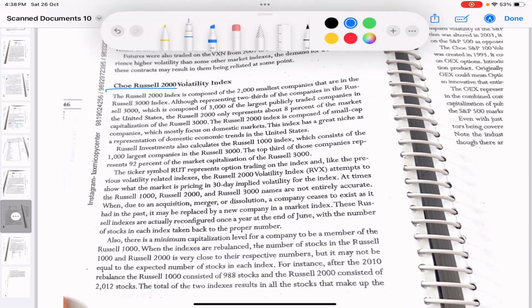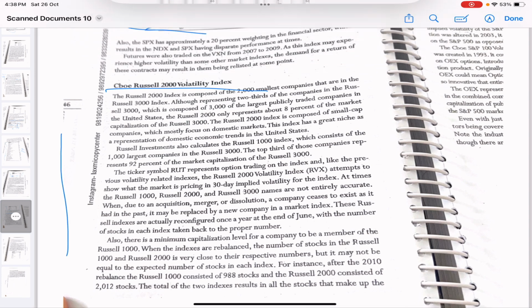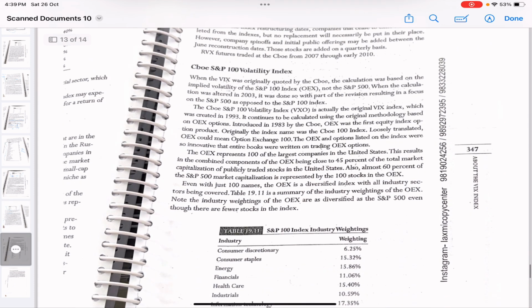Okay, now we have the CBOE Russell 2000 volatility index. So what is Russell 2000? In the US, Russell 2000 is basically an index which is composed of the 2000 smallest companies that are there in the Russell 3000 index. Okay, so the smallest companies which are there in the Russell 3000 index are in the Russell 2000 index, and the Russell 2000 volatility index basically talks about the volatility which is there in that particular index. And again, implied volatility of 30 days is taken into account when you are creating a volatility index.